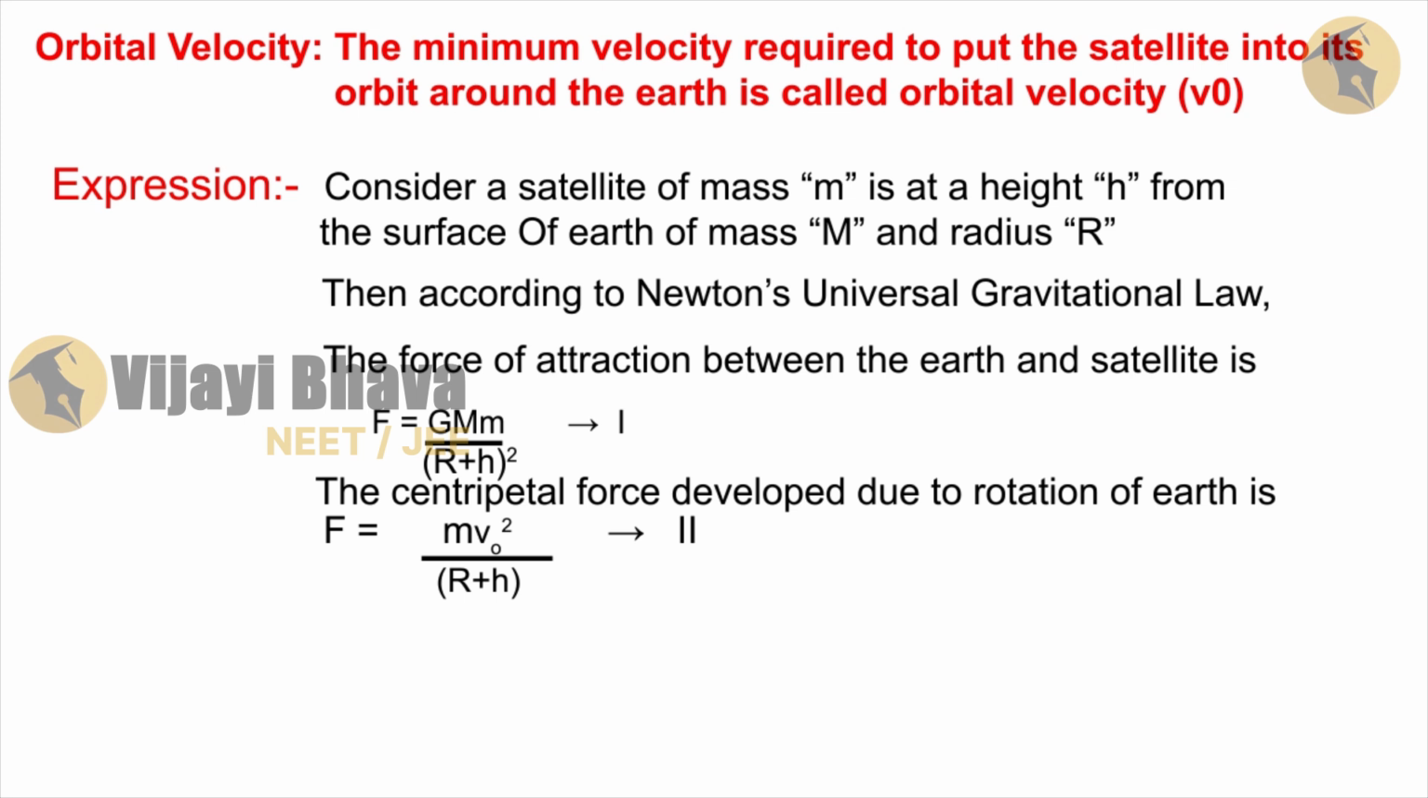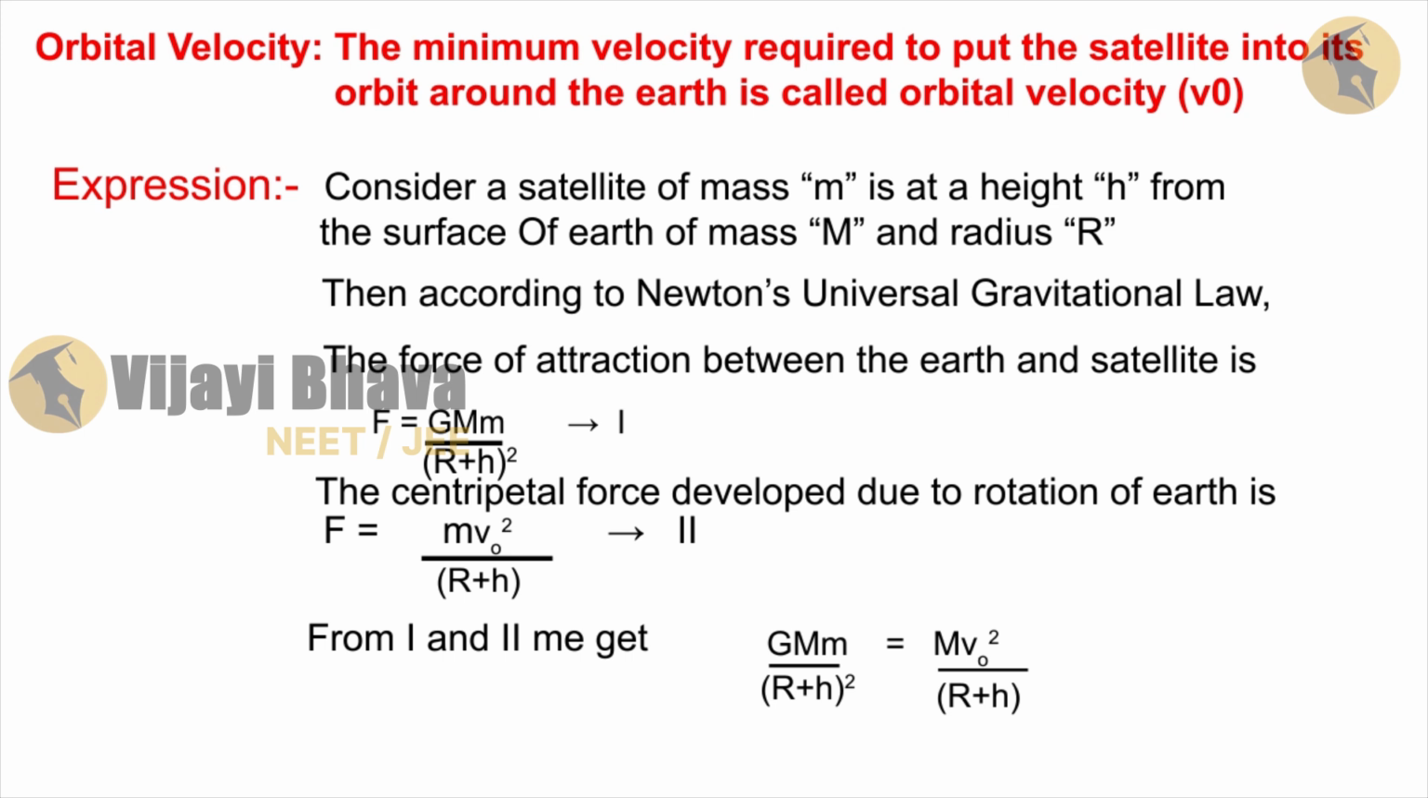From equations 1 and 2, we get GMm/(R+h)² = mVo²/(R+h). If h is negligible compared to the radius of the Earth, we can write the same equation as Vo²/R = GM/R². This was vivid information on the concept.